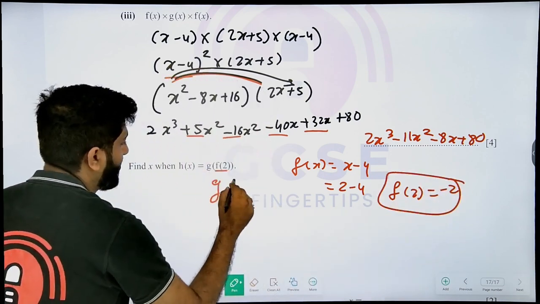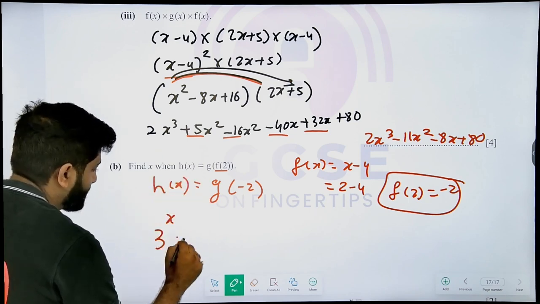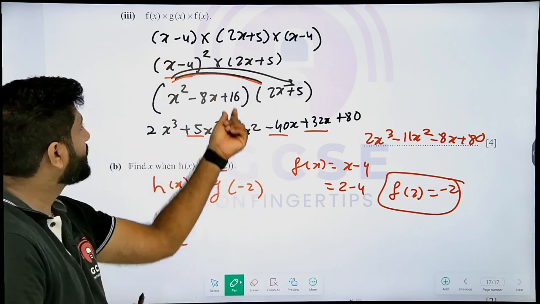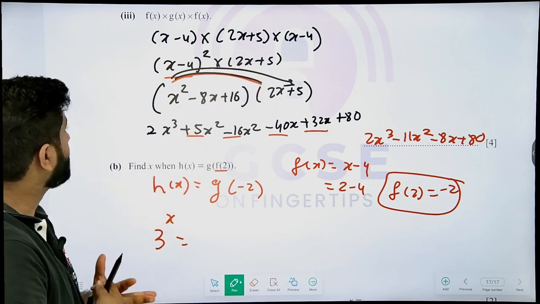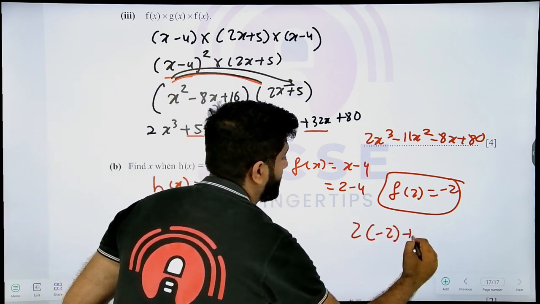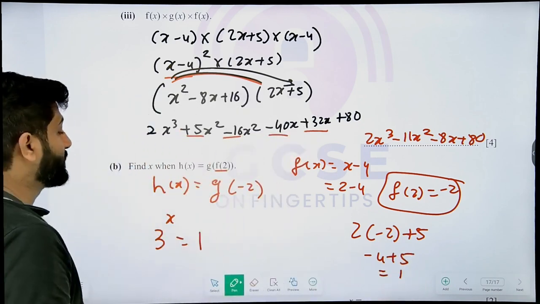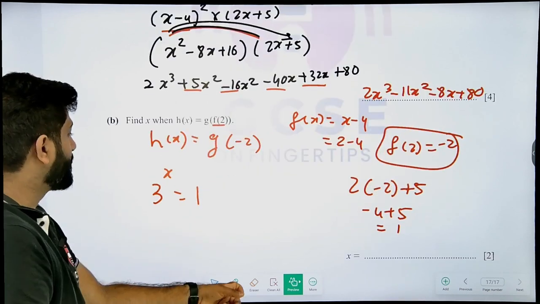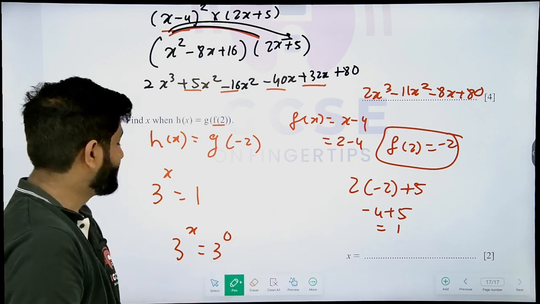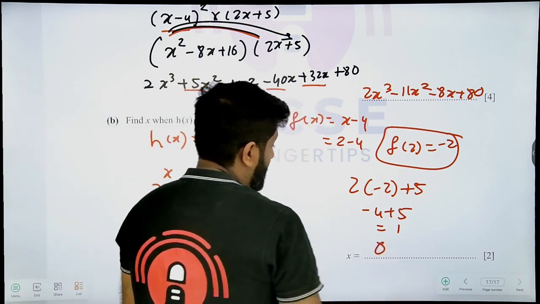So I now have to find out g of negative 2 is equals to h of x. Now what is h of x, guys? H of x is 3 raised to x. And g of negative 2 means I'll have to substitute negative 2 instead of x in g. Right, so you have 2 times of negative 2 plus 5, which is negative 4 plus 5, that is 1. So 3 power x equals to 1. Now guys, this is only and only possible if this is 3 raised to 0. Any number raised to 0 is 1. So if this is 3 raised to 0, then we can have the answer as 1. So the value of x is 0.